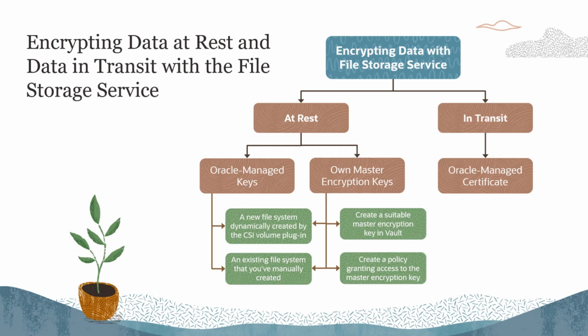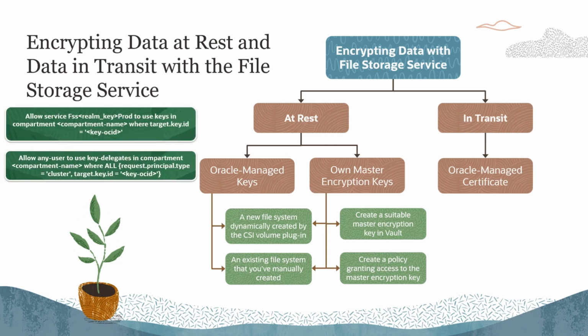master encryption key. To use a master encryption key from the Vault service to encrypt data in file systems, you must use the following policies. The first policy is to allow service FSS realm key prod to use keys in compartment where you specify your compartment name, where target.key.id is set to the OCID of your master encryption key, where FSS realm underscore key prod is the name of the file storage service user.